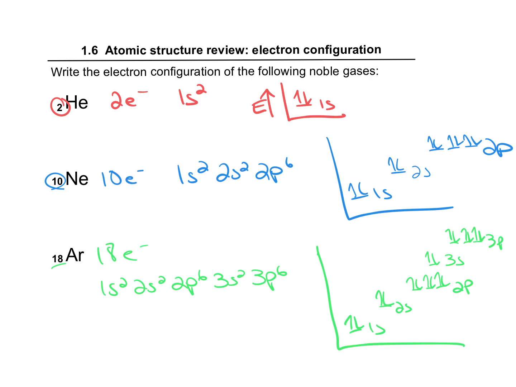So the noble gases are also called the inert gases. They're not reactive to form compounds because they're already stable. So what we see is that elements have a special stability when the orbitals are completely filled.